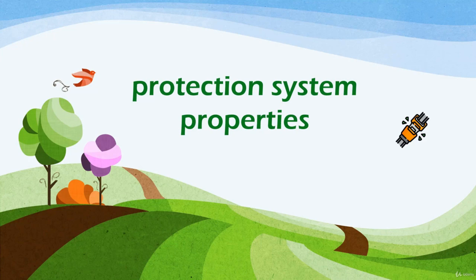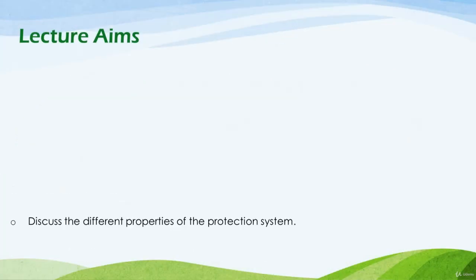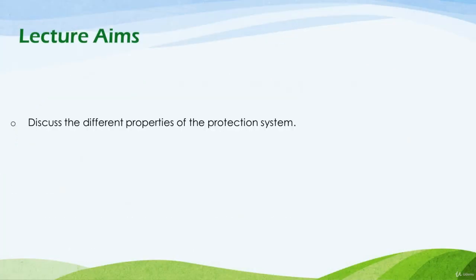In this tutorial, we will start talking about the protection system properties. So fasten your belt and let's get started. The aim of this tutorial is to learn about the required properties for any protection system. So there are some properties that we need to analyze to know what is the performance of the protection system, or how the protection system can perform well according to those properties.